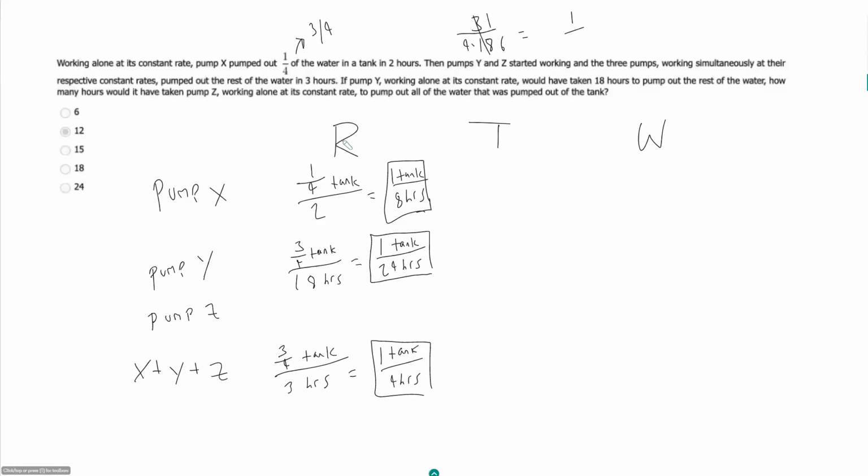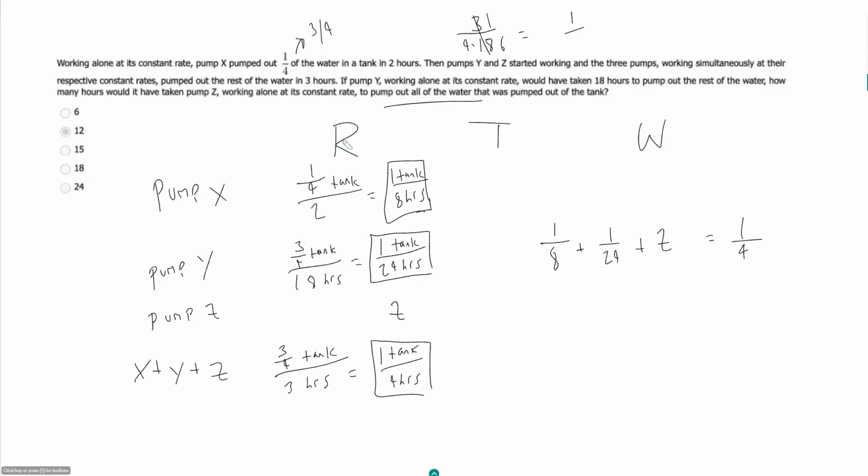Okay, then we want to know how long it would have taken pump Z to do all of the water, so the full tank. We should be able to do that from the information we have, because we have our combined rate for all three pumps, and that should just be the sum of our individual rates. So 1/8 plus 1/24 plus Z, which is Z's rate, is equal to 1/4.